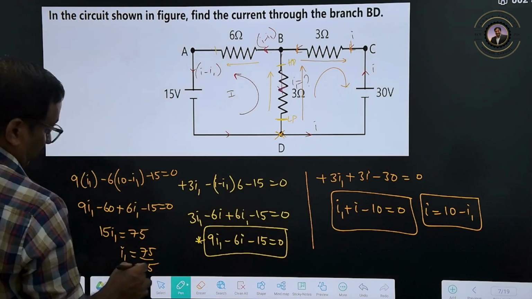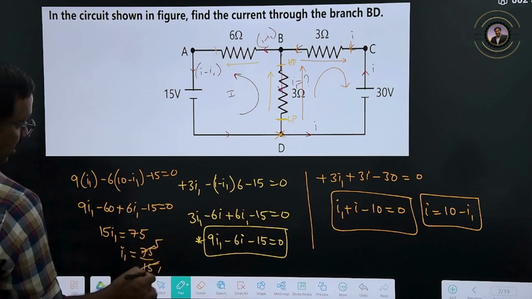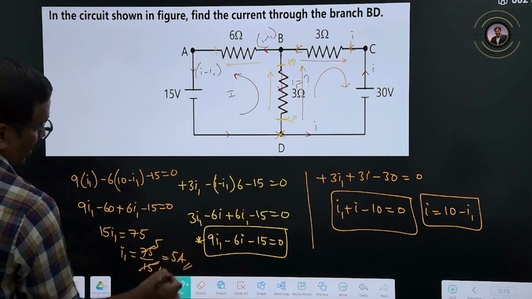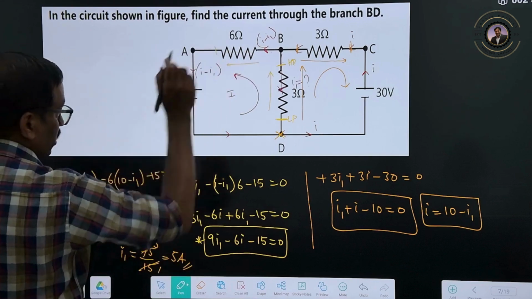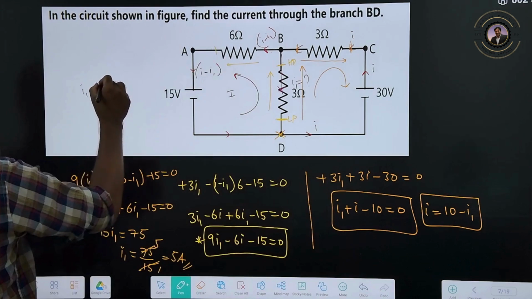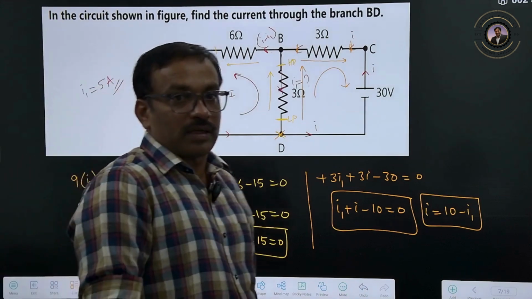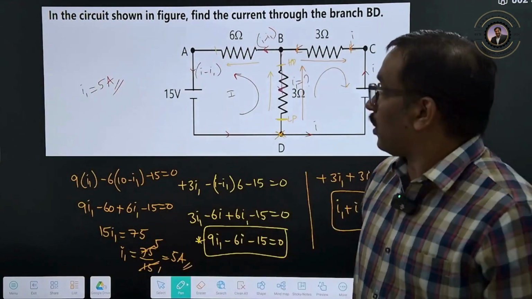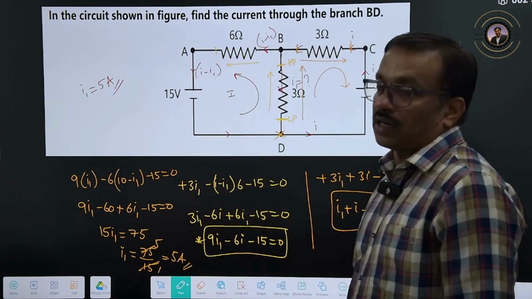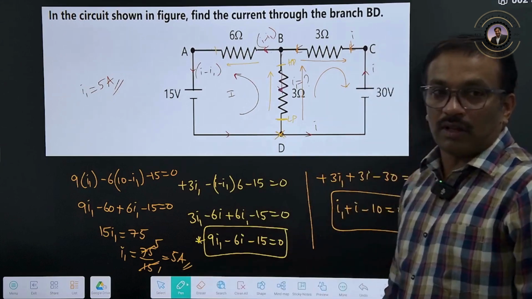So 15 fives are 75. So 5 ampere, only I1. Therefore, the current direction I chose is the same and correct. So I got I1 is nothing but 5 ampere. My answer is positive, therefore the direction I chose is correct. Clear? So in this way you need to solve the problems now.